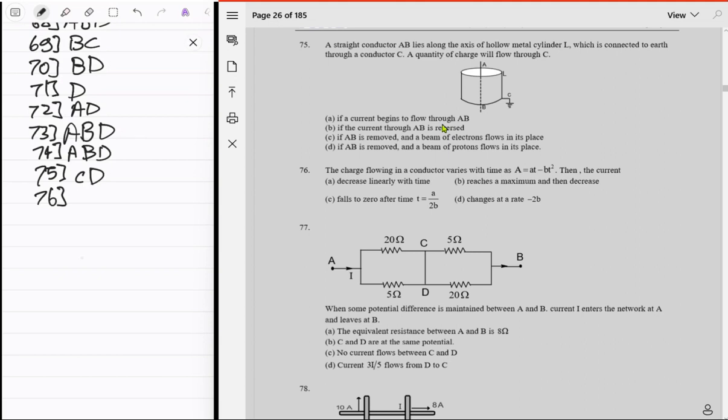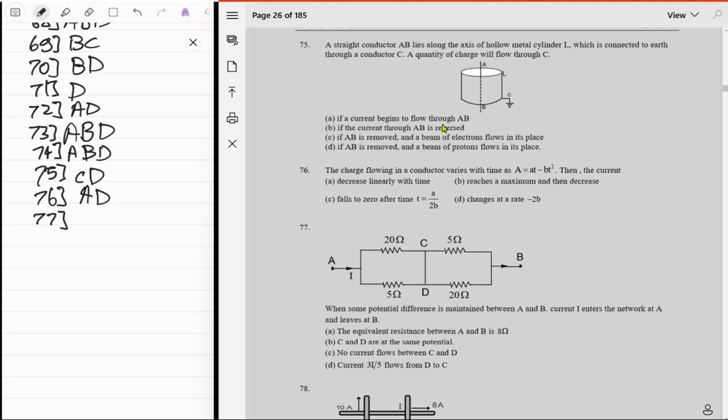Then it is negative, right? So a minus 2bt, that's our current. Decreases linearly with time, yes. Falls to 0 after t equal to a upon 2b. No, that doesn't happen. It is a maximum and then decreases, because a minus 2bt is a linear function. No, that doesn't happen. Changes at rate minus 2b. So D is correct, A is correct.